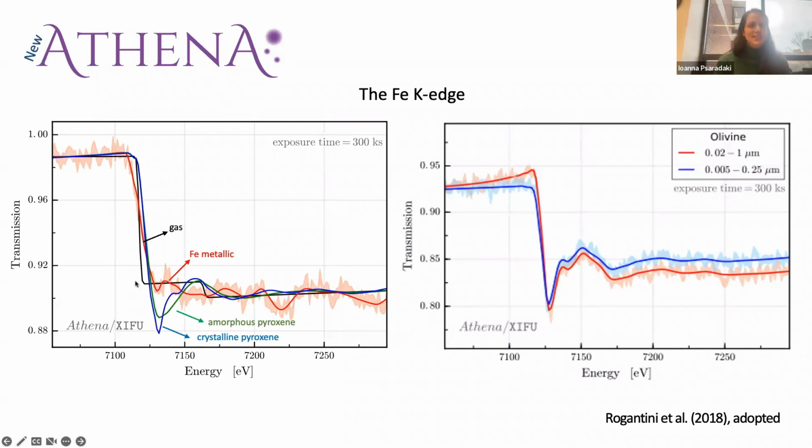And this is a simulation at the iron K edge with Athena. You can see the gas, the simulation assuming only gas. And on top, you can see the different dust models that we will be able to separate. But through the iron K edge with Athena, we can also study the different size distributions of dust grains. So we really, really look forward, especially young researchers, I see, to all these great missions and also to Athena.